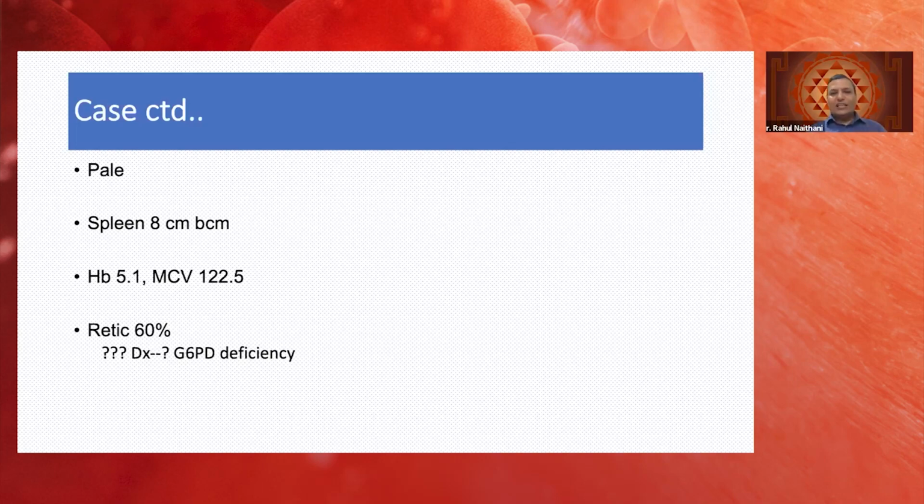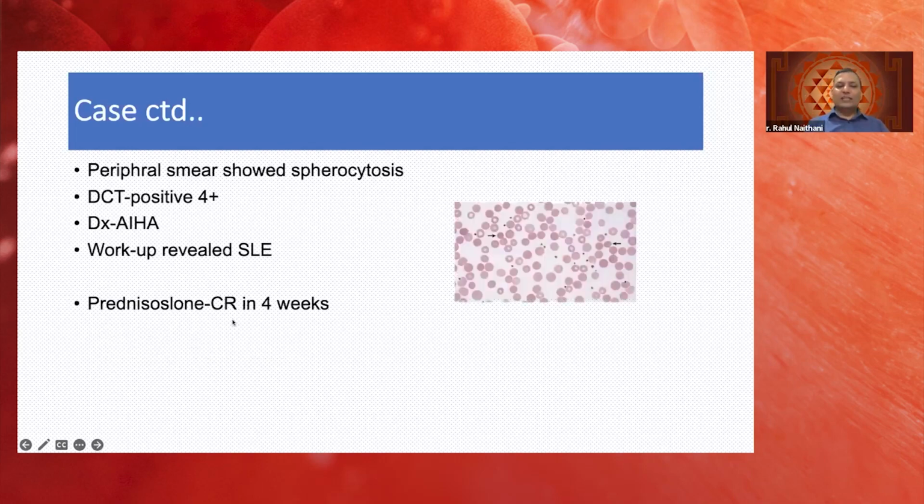G6PD deficiency is an intravascular hemolysis, and splenomegaly is a feature of an extravascular hemolysis. So G6PD is actually clinically ruled out. Her hemoglobin was 5.1, MCV was 122. Of course, we are looking at splenomegaly, short febrile illness, rapid drop in hemoglobin, dark colored urine. We are looking at extravascular hemolysis, and probably it was overwhelmed, so now spilled into the intravascular. Reticulocyte count was 60%. So of course, G6PD is kind of out.